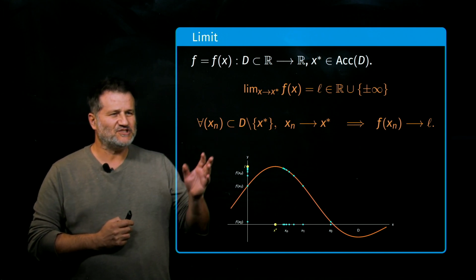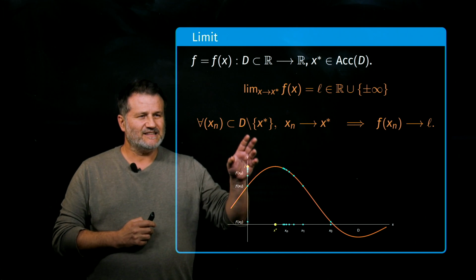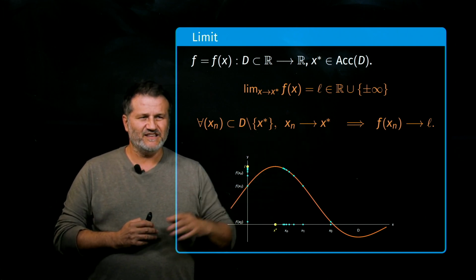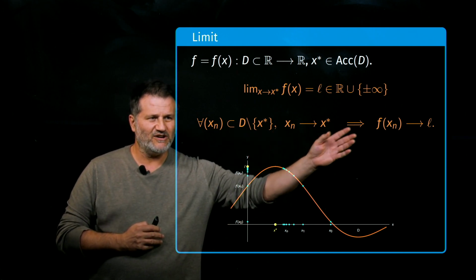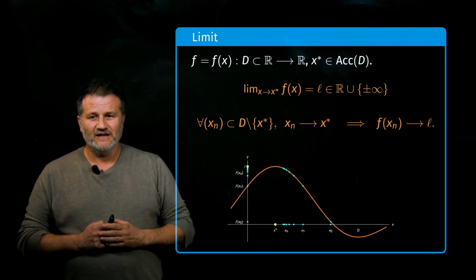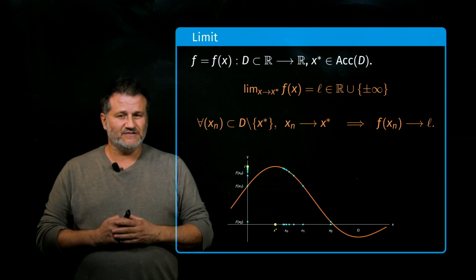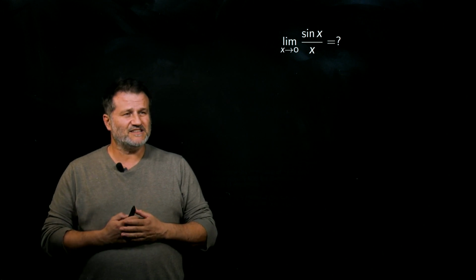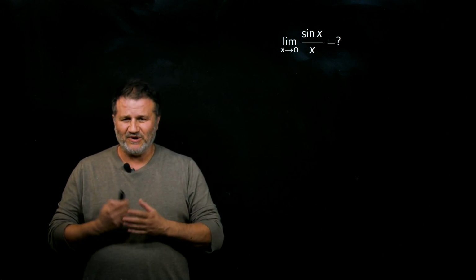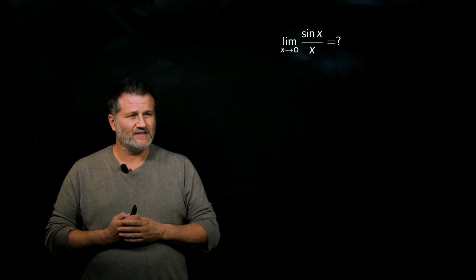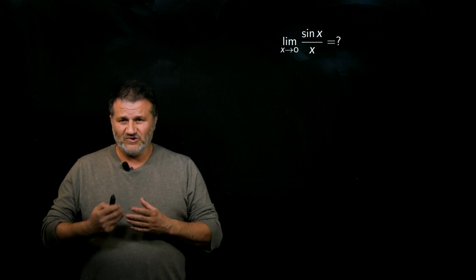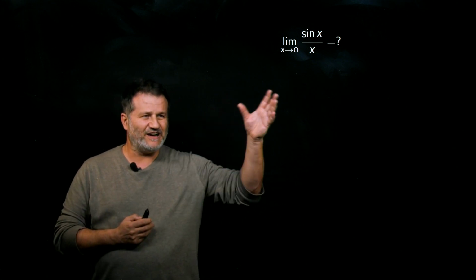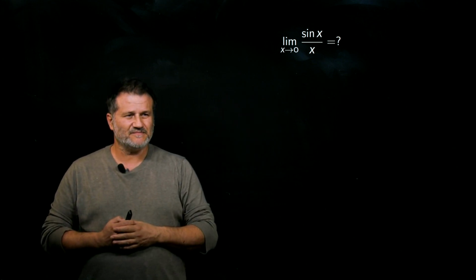Now, an important feature of this definition is that the point x star, where you compute the limit, is not involved in the definition. So you don't see the value of f at that point. This is because of two important reasons. The first one is that in most of the limits, the function is not defined at the point where the limit is computed. So you use limit exactly because you want to determine what happens where the function loses its meaning.